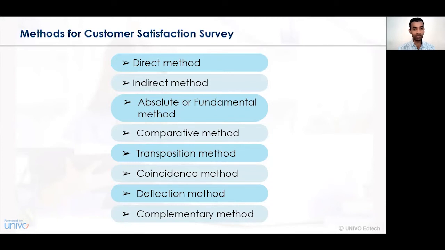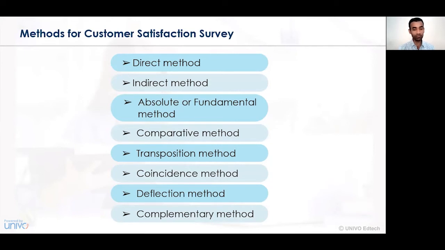The comparative method is undertaken to get a certain comparison or feedback with respect to a competitor's product and our product that is being offered or a service that is being availed. The transposition method focuses on the satisfaction survey as to changes in the time consideration.